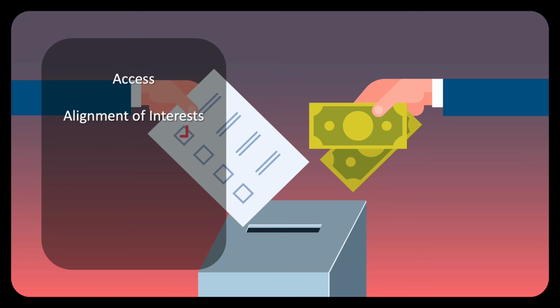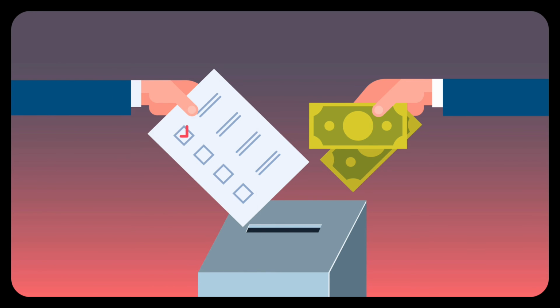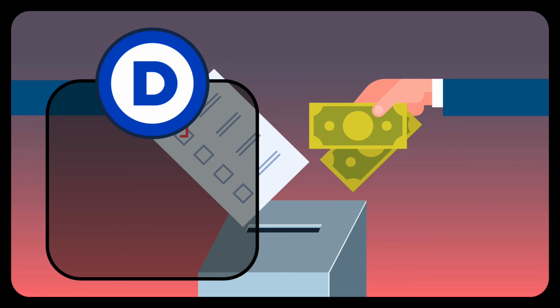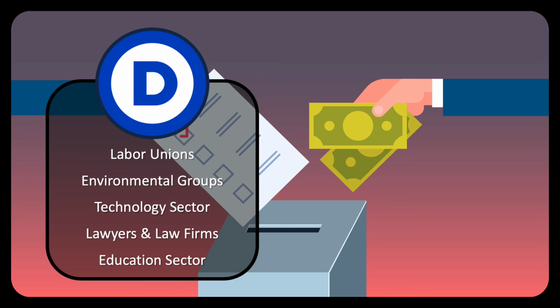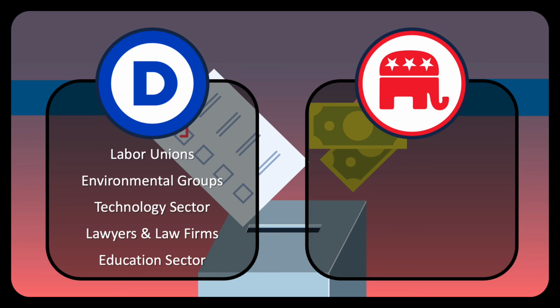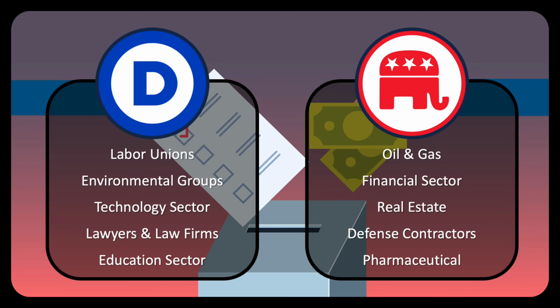And this is why we can often see clear partisan differences in the groups and industries donating to one party's candidates over another's over time. For example, the Democratic Party and its candidates receive large campaign donations from labor unions, environmental groups, the technology sector, lawyers and law firms, and the educational sector, while the Republican Party and its candidates receive much of their campaign donations from the oil and gas industry, the financial sector, the real estate industry, defense contractors, and the pharmaceutical industry. When we see this, it makes sense.